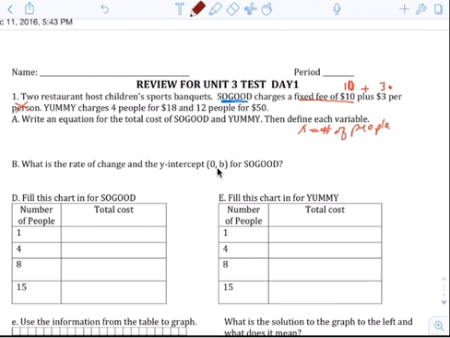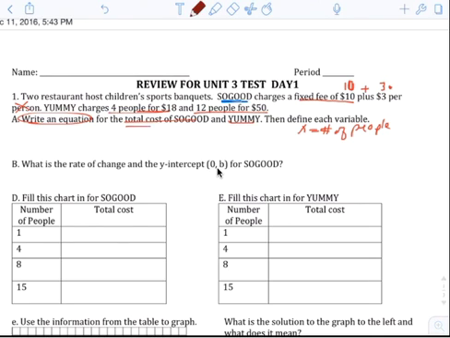Okay. Yummy charges $4 per person. Yummy charges 4 people for $18 and 12 people for $50. Write an equation for the total cost of Yummy and So Good, and use Yummy to find each variable.